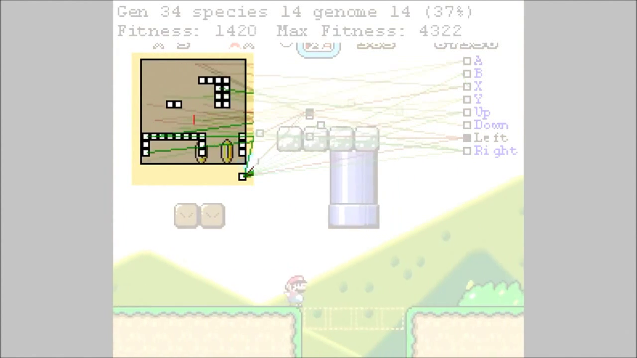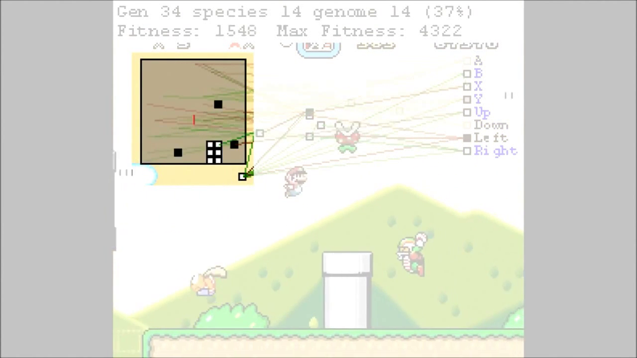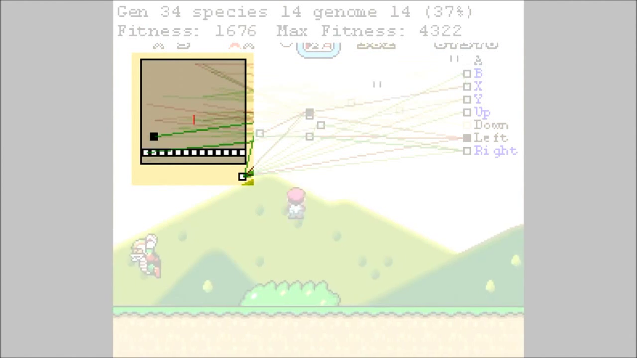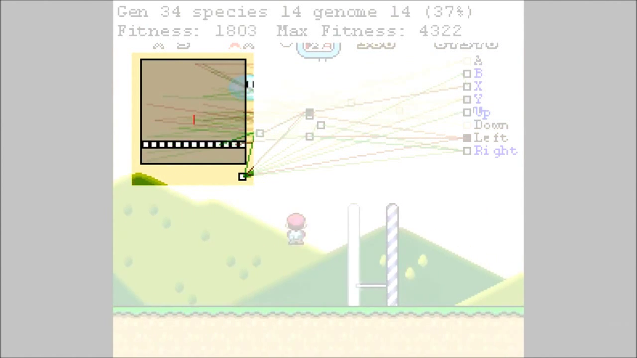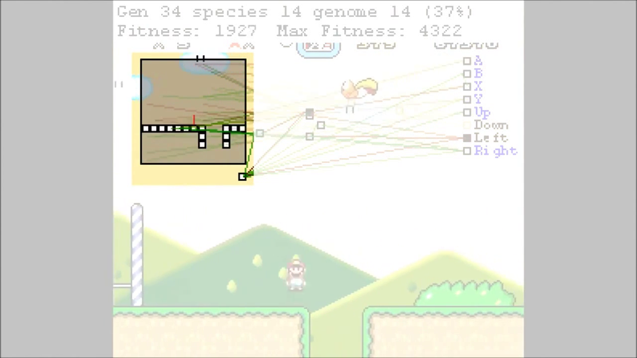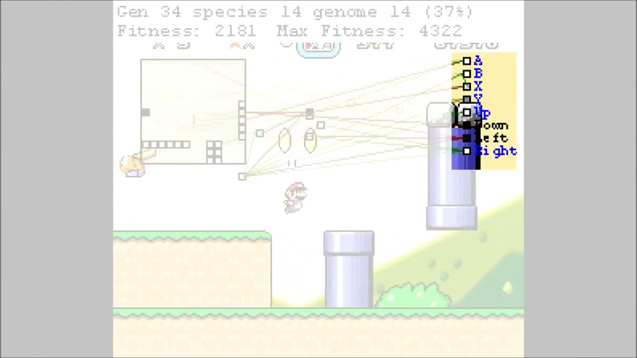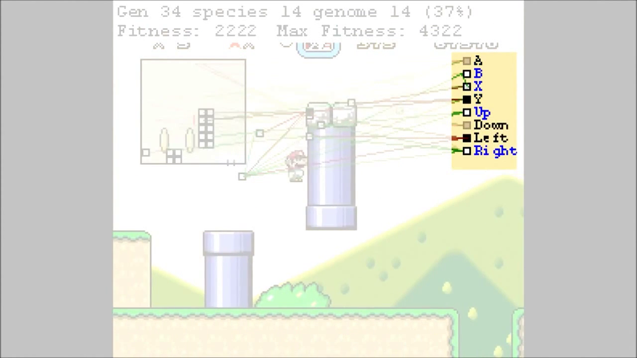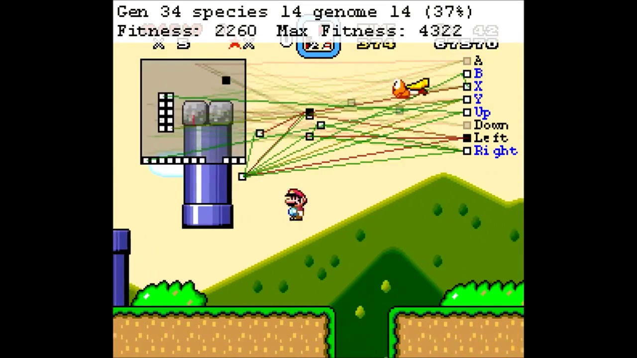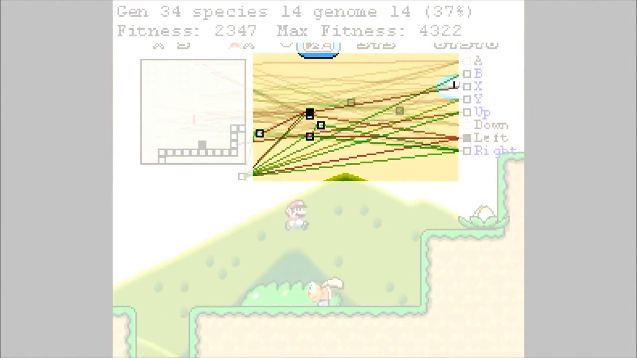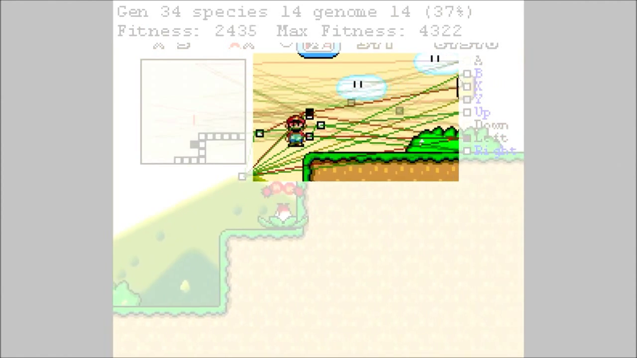This is what Mario sees. It's a simplified view of the level. The white squares stand for blocks the player can stand on, and the black squares stand for moving objects like enemies or mushrooms. On the right side you have the outputs. These are the 8 buttons that Mario is able to press by using its neural network. In between the inputs and the outputs, all those lines and boxes, those are the neural network.